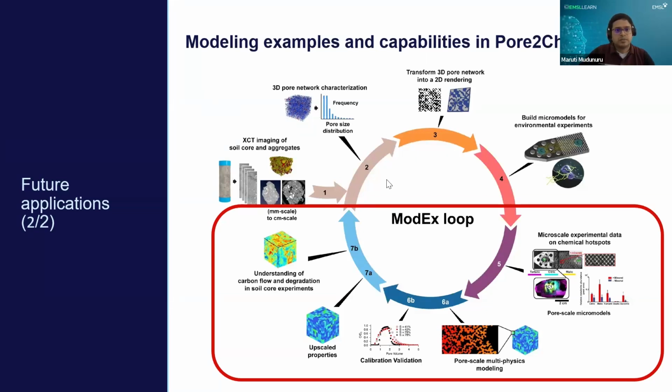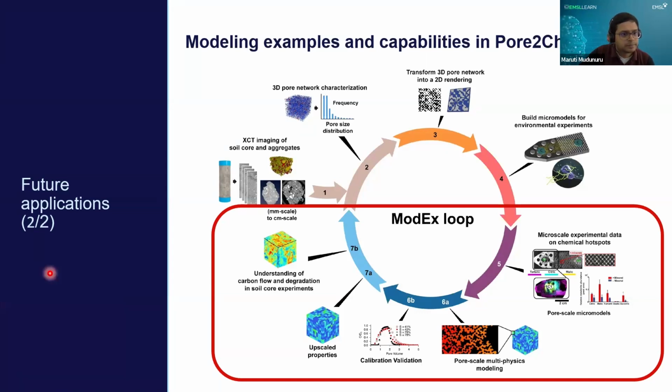As a next step within these modeling examples and capabilities, what we are showing is a future vision of this ModEx loop. So what is this ModEx loop? As described previously by Aramy, the ModEx loop, the model, experiment, and data integration loop, represents a comprehensive approach to integrate modeling and experimental data to refine our understanding of carbon cycling within the soil cores through these micromodels. That's one of the primary reasons why we are generating these micromodels. The ModEx loop includes various key steps. So let me quickly use a laser pointer.